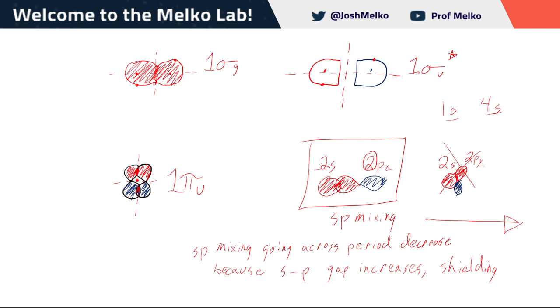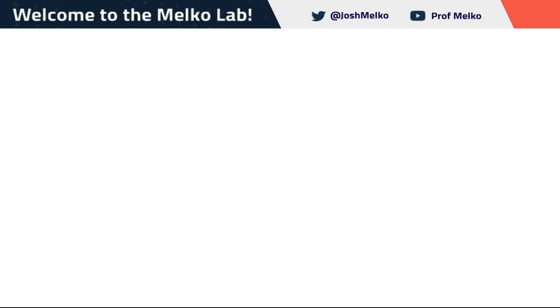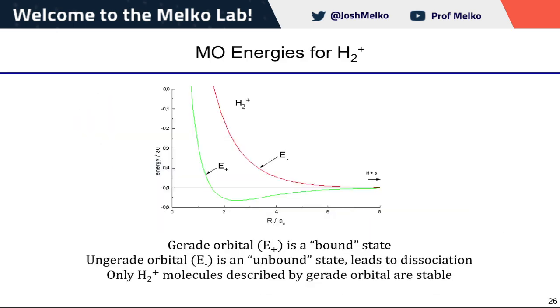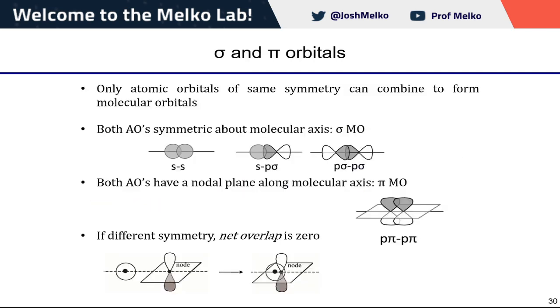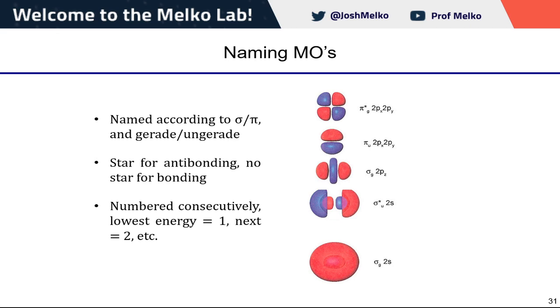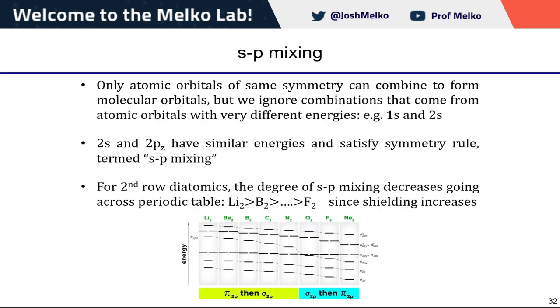Okay, so now let's take a look at some molecular orbital diagrams. I'll skip ahead and actually show some figures here because these are way too hard for me to draw. These are the sigma and pi molecular orbitals we were talking about. Here's how we name them with regard to antibonding, bonding, sigma or pi. And here's the sp mixing as I go from, say, lithium, boron, nitrogen.